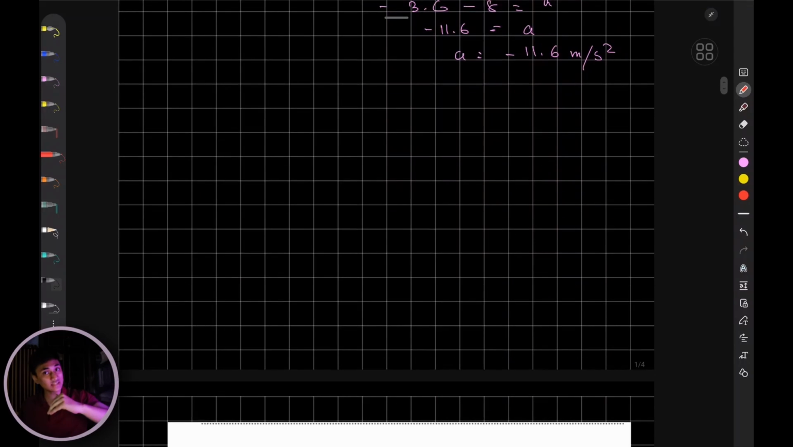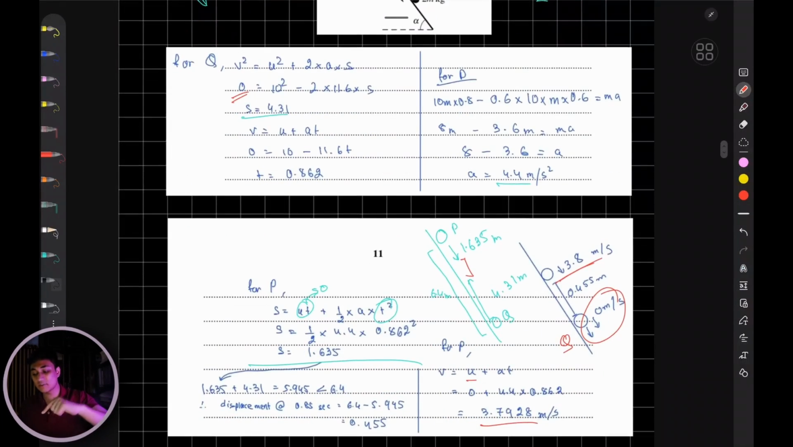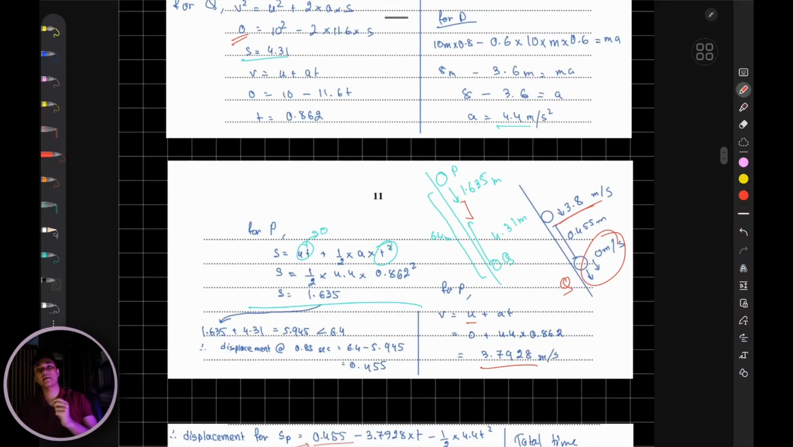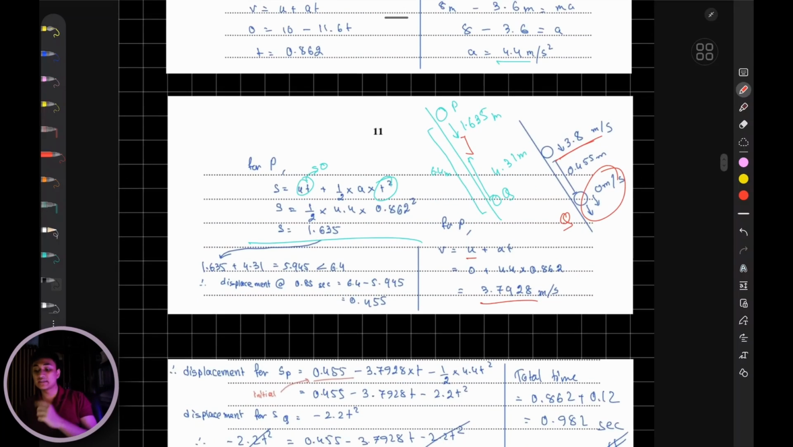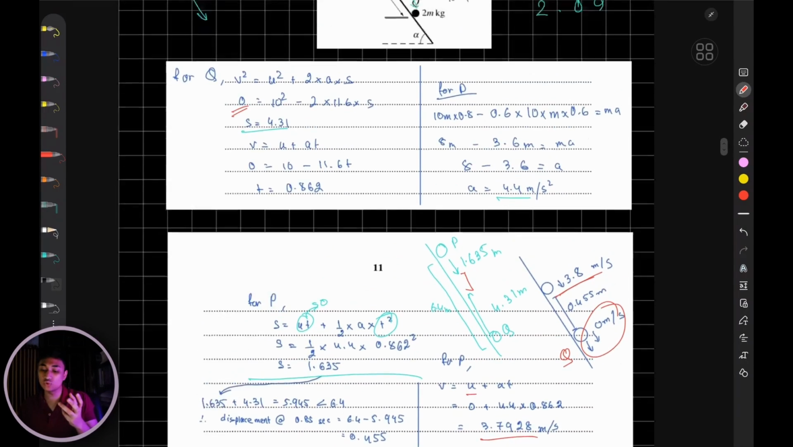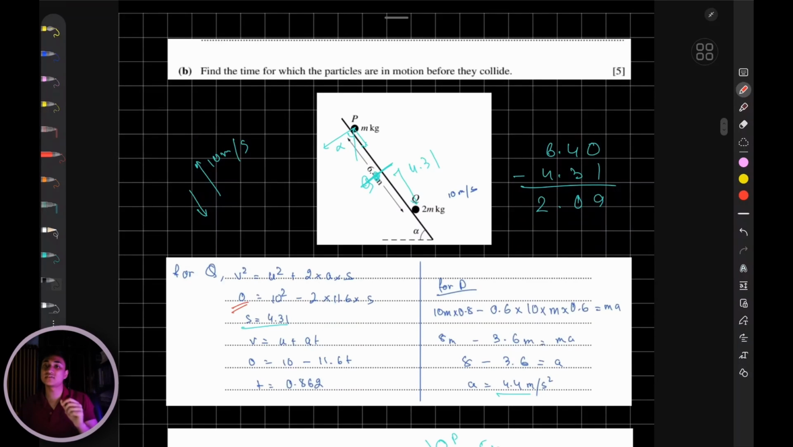Therefore, while falling down, both of them will have the same acceleration downwards. P will have the same acceleration downwards. Q will also have the same acceleration downwards. Now, you might ask, so in case of Q, why was the initial deceleration different?